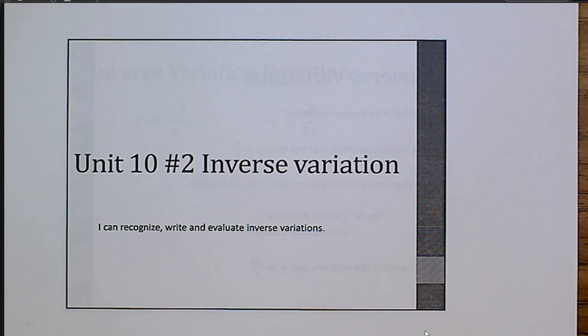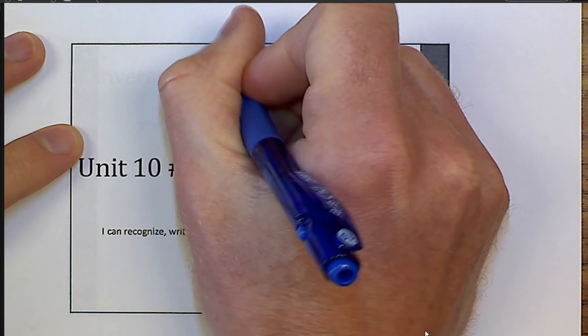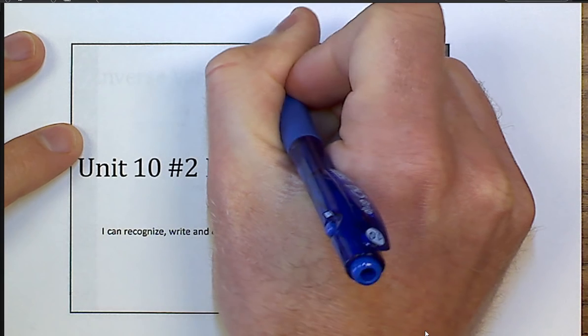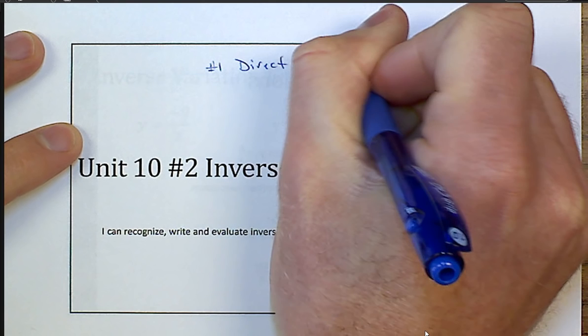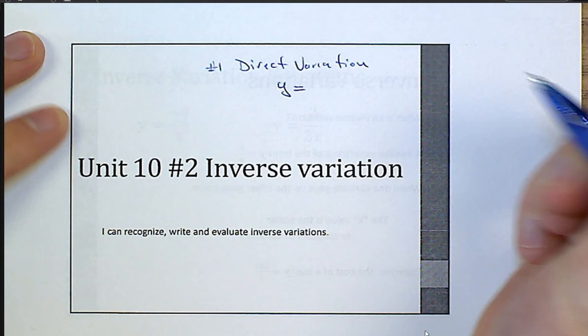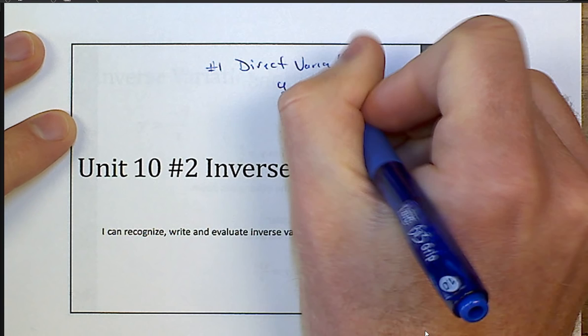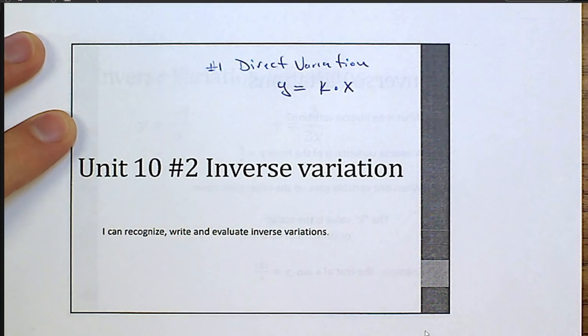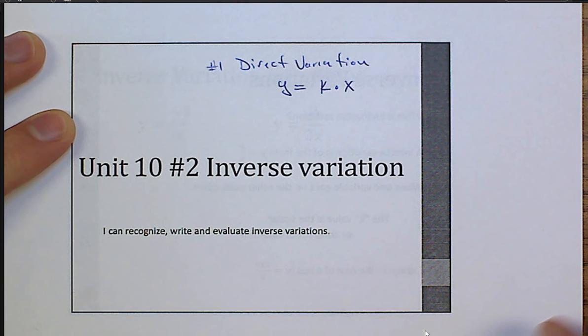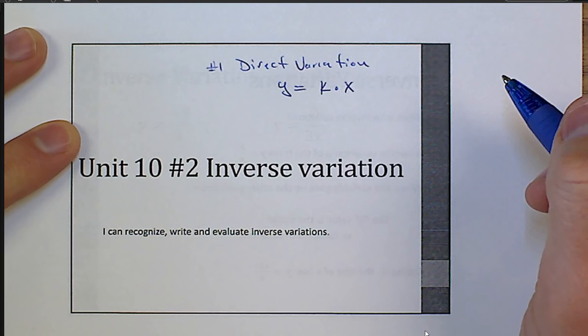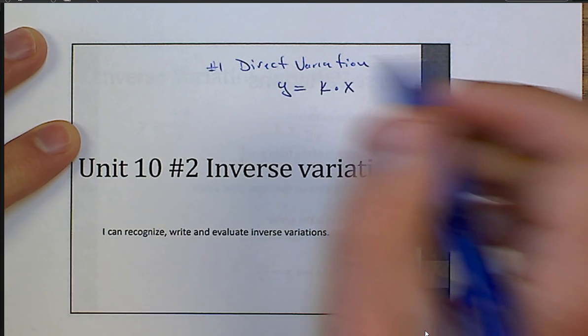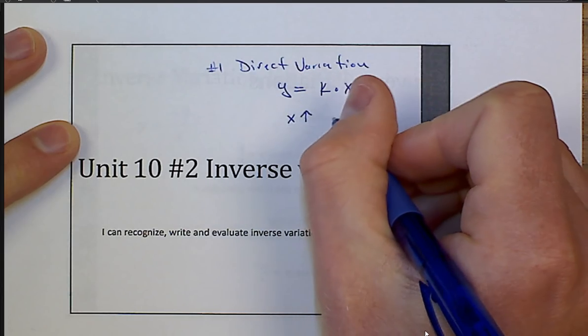We are back at it for lesson 2 in unit 10, and today we're going to be talking about inverse variation. Yesterday, or in lesson 1 I should say, we talked about direct variation. Let's just review that real quick. Direct variation always comes in the form of y equals k times x, where k is the constant of variation. And when two variables, x and y, vary directly, that means as x increases, y also increases.